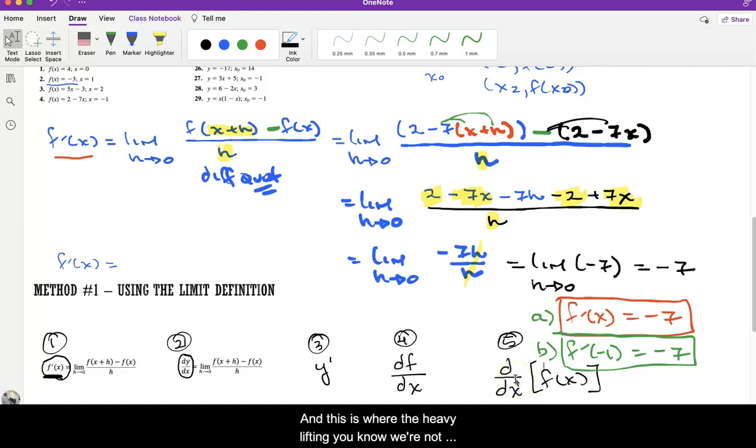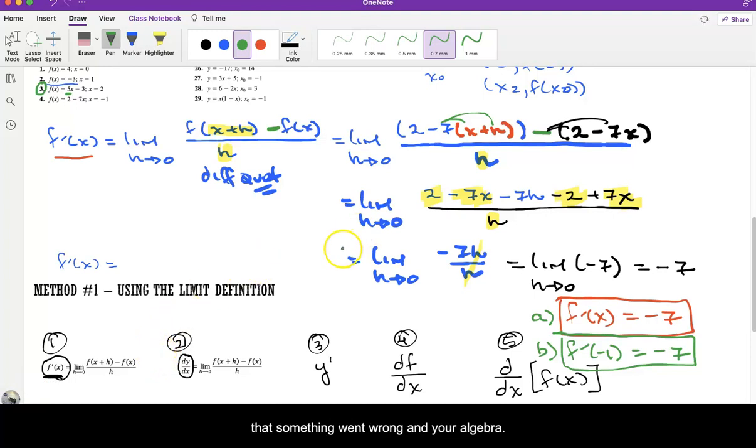And this is where the heavy lifting is. We're not going to want to have to use this limit definition every time, because that is going to require a little bit of work. So what I recommend is that for problem number 3, you practice going through this process to predict that the slope should be 5. And if you're not getting 5, then that's going to tell you that something went wrong in your algebra. So that's dealing with what is called a linear function to find its derivative.